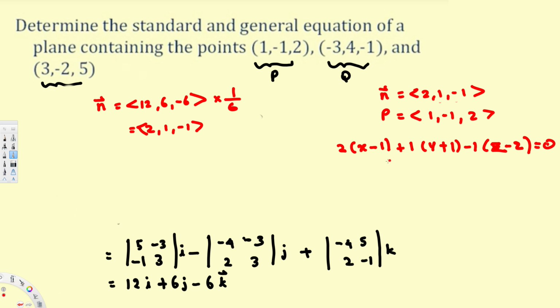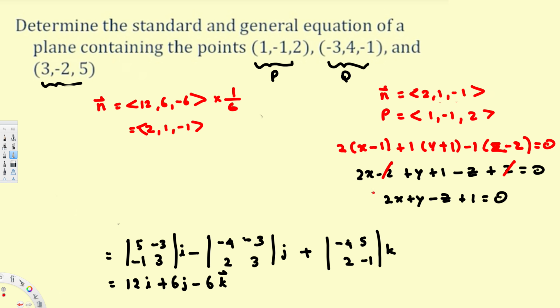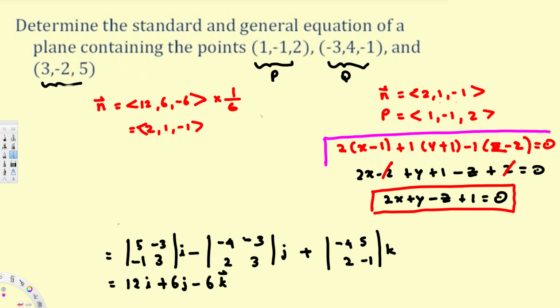Now we have to find the general equation. To find the general equation, we just simplify this one. We just multiply and simplify the form. So this is going to be 2x minus 2 plus y plus 1 and negative z plus 2 is equal to 0. Now we can combine like terms, we can add the numbers and bring the x, y, z components together, like 2x plus y minus z and minus 2. So here we can see that this minus 2 and this plus 2 cancel. We are only left with plus 1. So the general equation for this plane is going to be 2x plus y minus z plus 1 is equal to 0. And that's it. This is our general equation, and this is our standard equation.